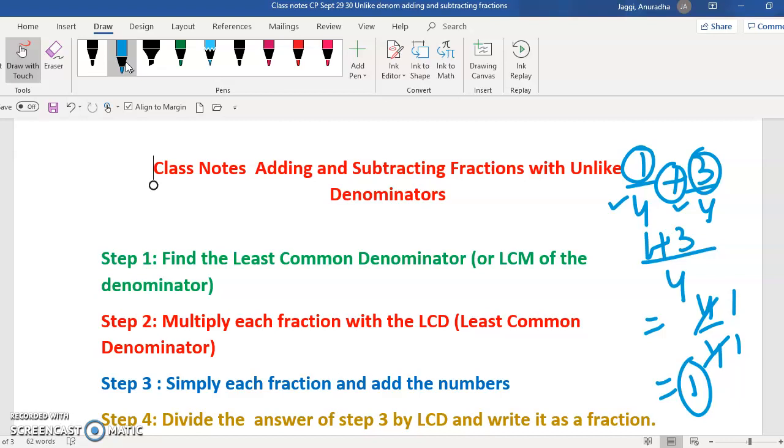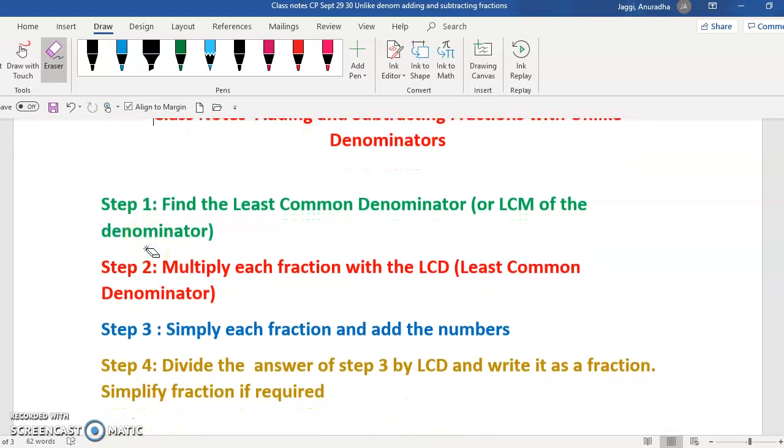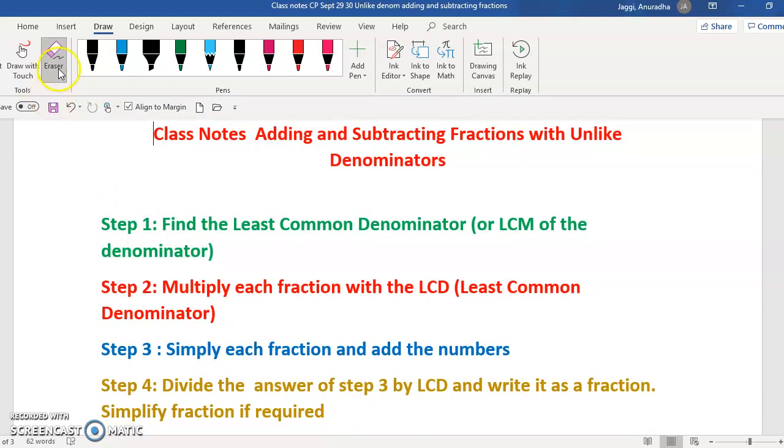Let's see how adding unlike denominators is different from like denominators. Okay, so let's erase this and take up an example with steps for unlike denominators. There are 4 steps and you'll see them one by one. Okay, step 1. Let's take up an example.